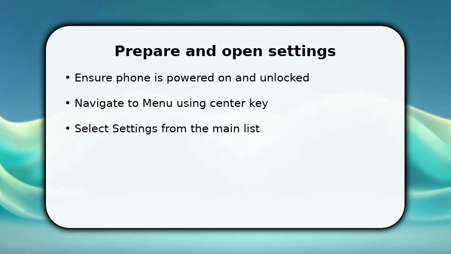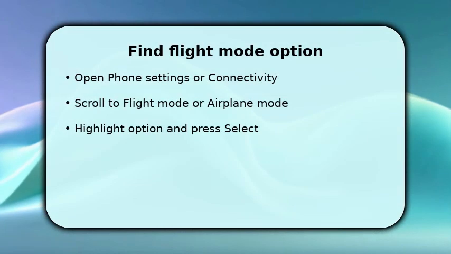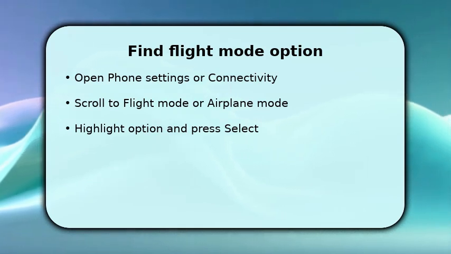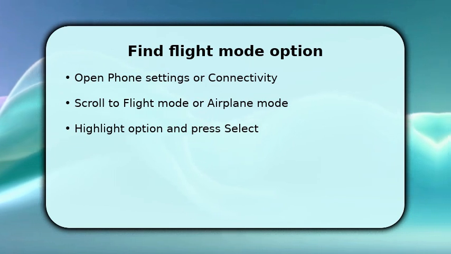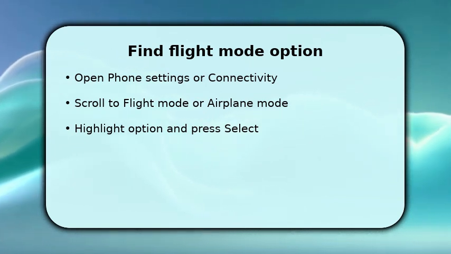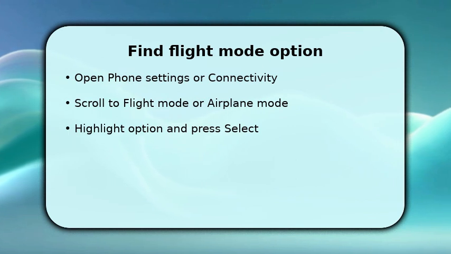Next, within Settings, find Phone Settings or Connectivity. Models vary, but both lead to network controls. Scroll through the list until Flight Mode or Airplane Mode appears, then highlight it using the navigation keys. Press the center key to open the Flight Mode toggle menu.